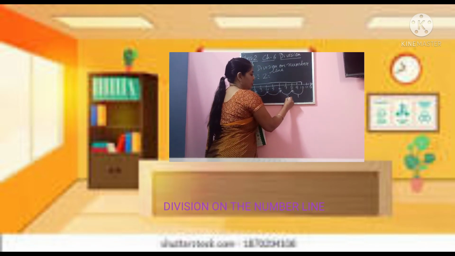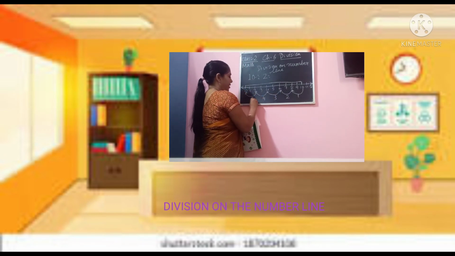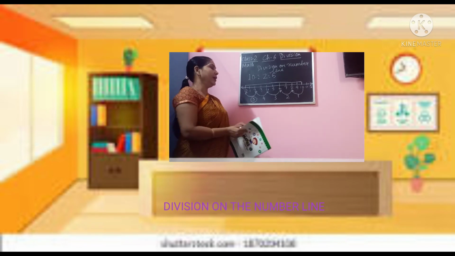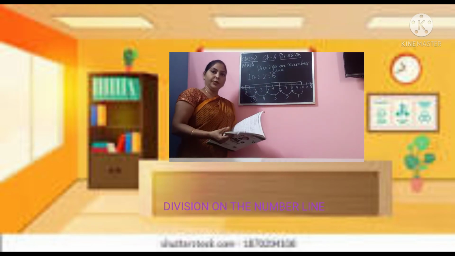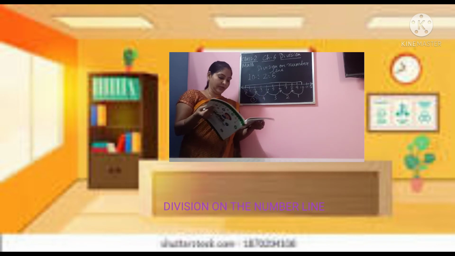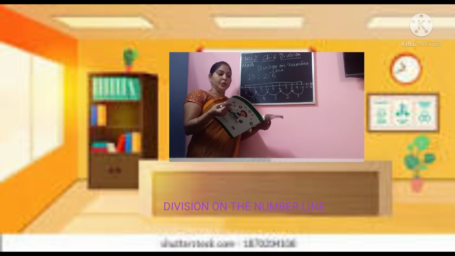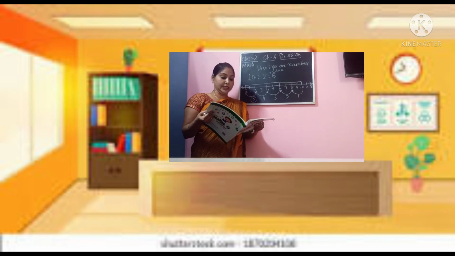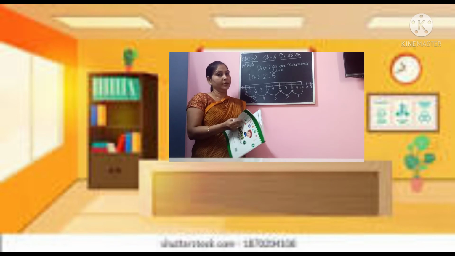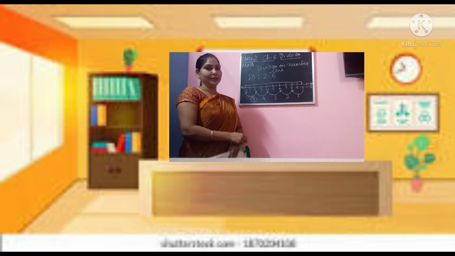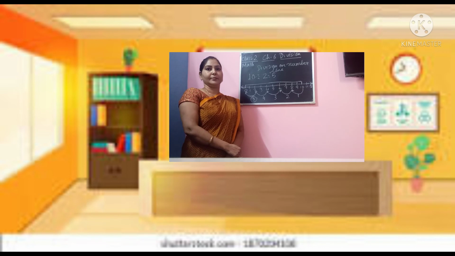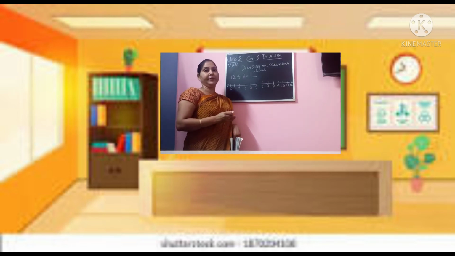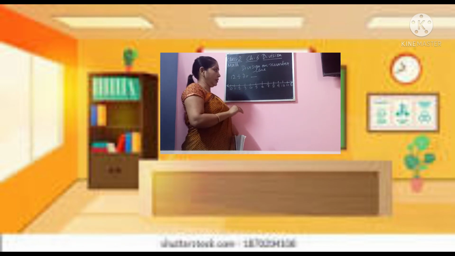Again, draw one line. Give the markings 0, 1, 2, 3, 4, 5, 6, 7, 8, 9 and 10. Okay. Then what you will do? Again, from 0, you have to go to 10 first, because our starting point is 10. Now, from 10, we will start subtracting 2, each time 2, till we get 0.